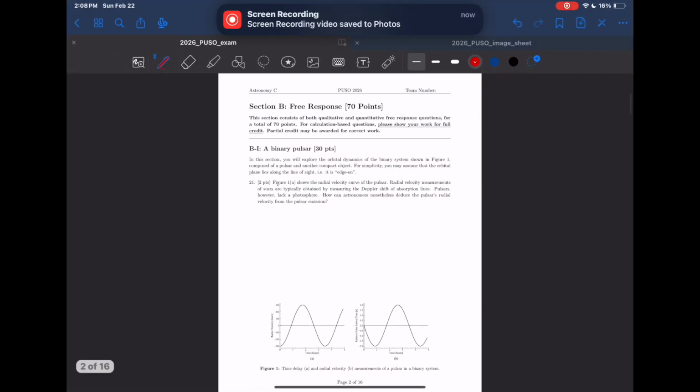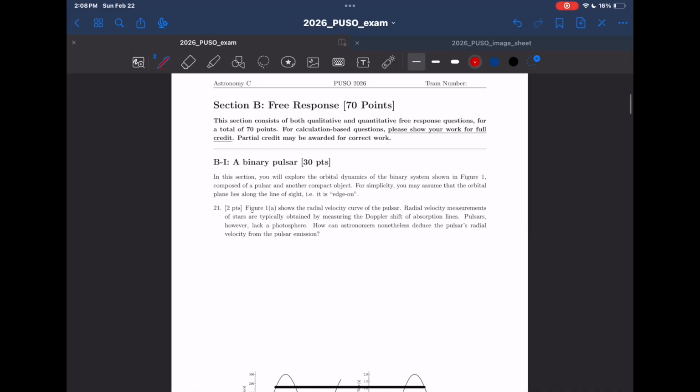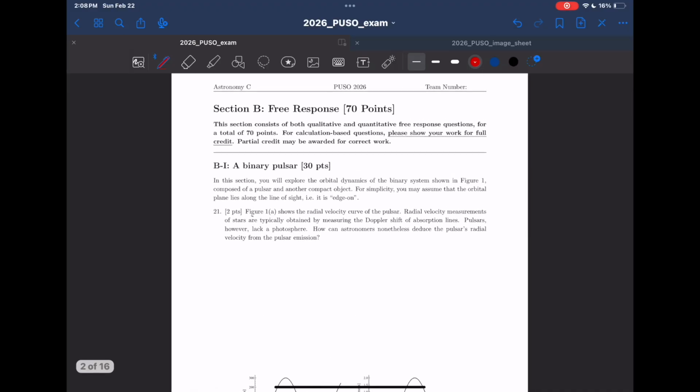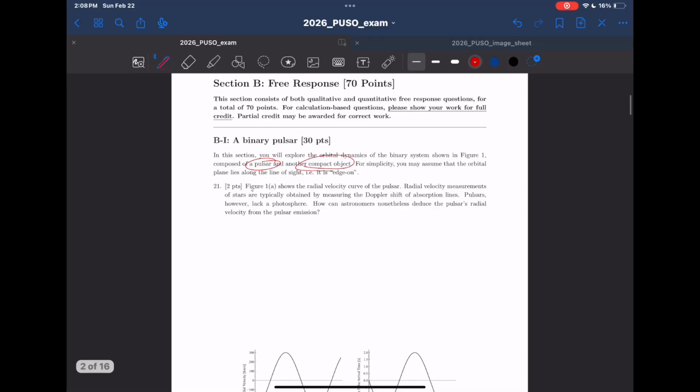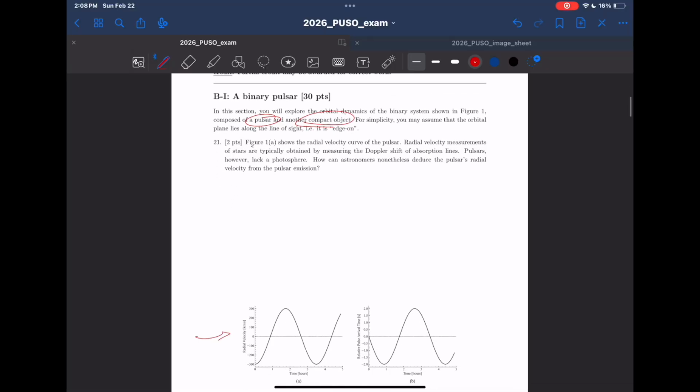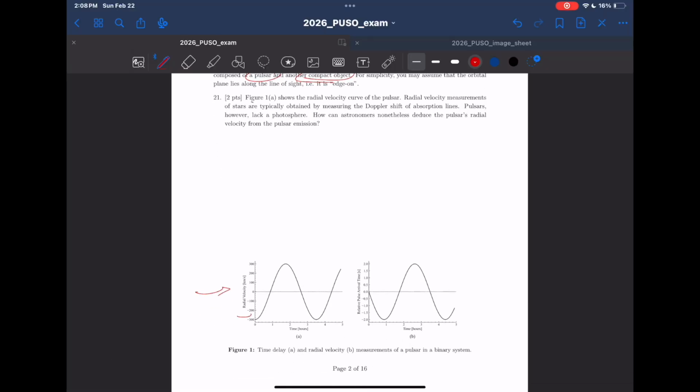Hey all, today we'll be doing the Princeton University Science Olympiad exam for astronomy in 2026. This is the first question in the free response section for mathematics, and let's get into it. So we're presented a system with a pulsar and another compact object, shown in Figure 1, the radial velocity curve, and we'll talk about this a little bit later.